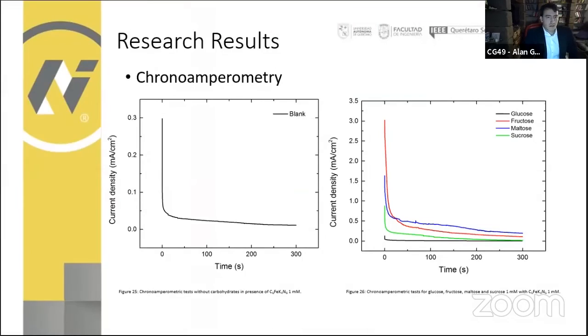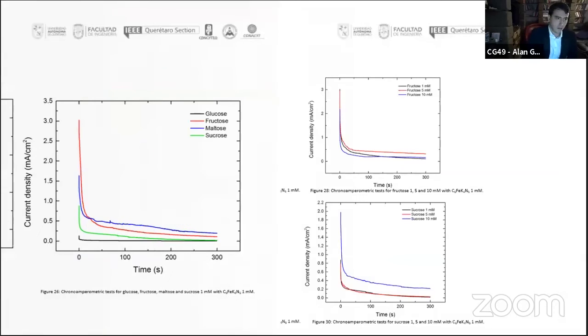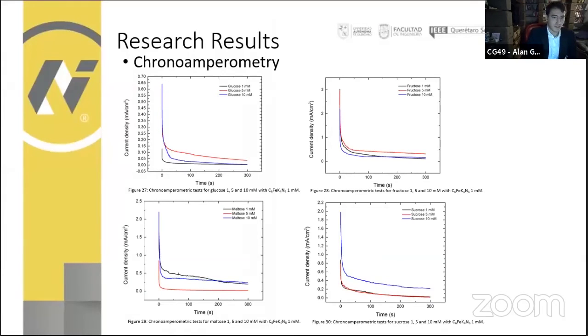We also made some chronoamperometry tests to test the stability of our fuel cell. We performed the test with a blank, with absence of our carbohydrates of interest. And we also performed the tests with our carbohydrates of interest. These values can be better seen here in these figures 27, 28, 29, and 30. We ran the tests with different concentrations of our carbohydrates.